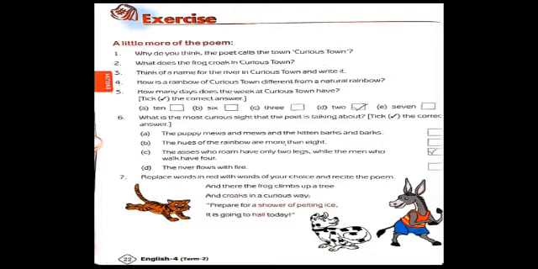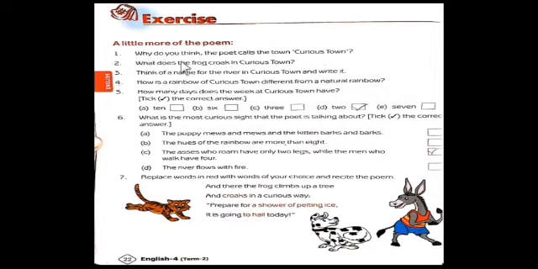Dear students, in the previous class we have learnt a new poem, that is The Curious Town. Okay, so in that town, the poet describes how the animals and the buildings are in the town. Today we are going to learn its exercise. So students, get ready with a pen or pencil. Okay, so a little more of the poem.